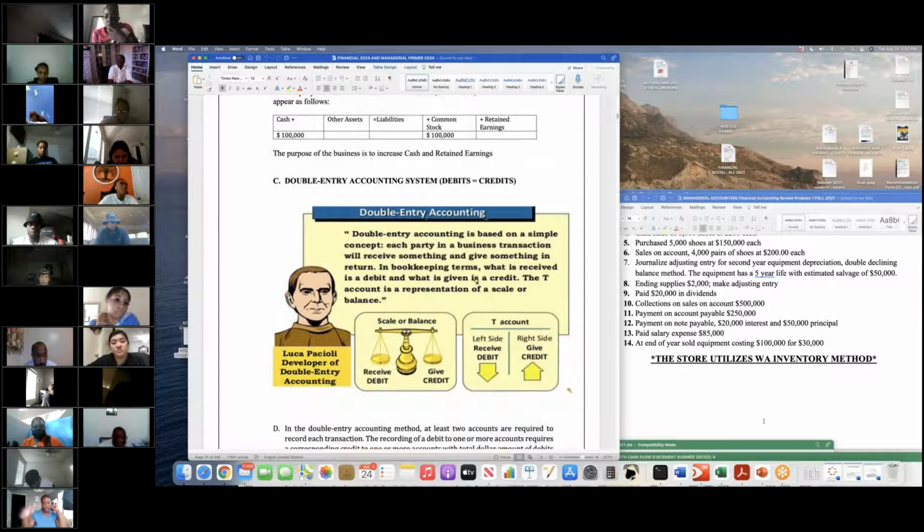You also should realize that we have a double entry accounting system. There's always two parties involved in a transaction, and you always receive something and give up something. What you receive is a debit, what you give up is a credit. Debit's on the left side of the T account, credit's on the right side of the T account. So this is our double entry accounting system.